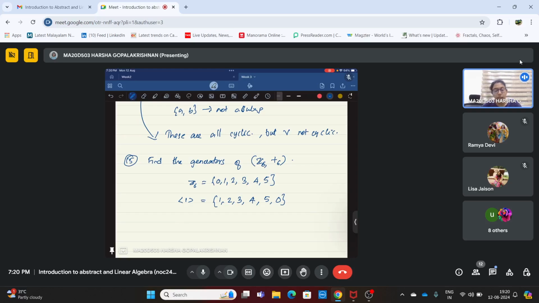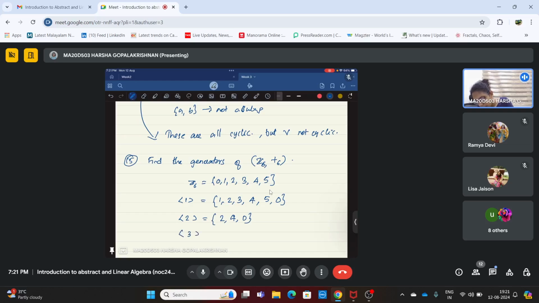Can anyone say any other possible generator for this? You can check, like 0 and 1 we covered. You can go through 2, 3, 4, 5. Let's see each and every element, then you will understand. So if I am starting with 2, then 2 plus 2 is 4. 4 plus 2 is 6. That means it is 0.